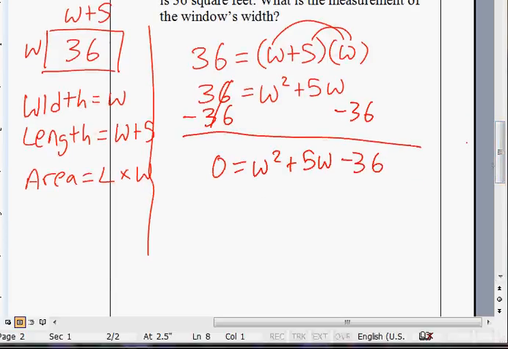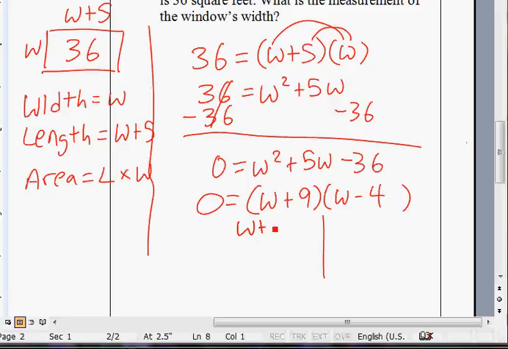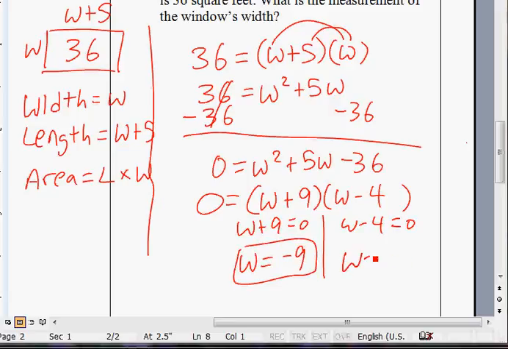Now again, we're looking to factor this. So I'm looking for two factors. You guys probably guessed it, but it is w plus 9, w minus 4. Right. Set the factors equal to 0. And you want to solve for w, which is w equals negative 9. And w equals positive 4.